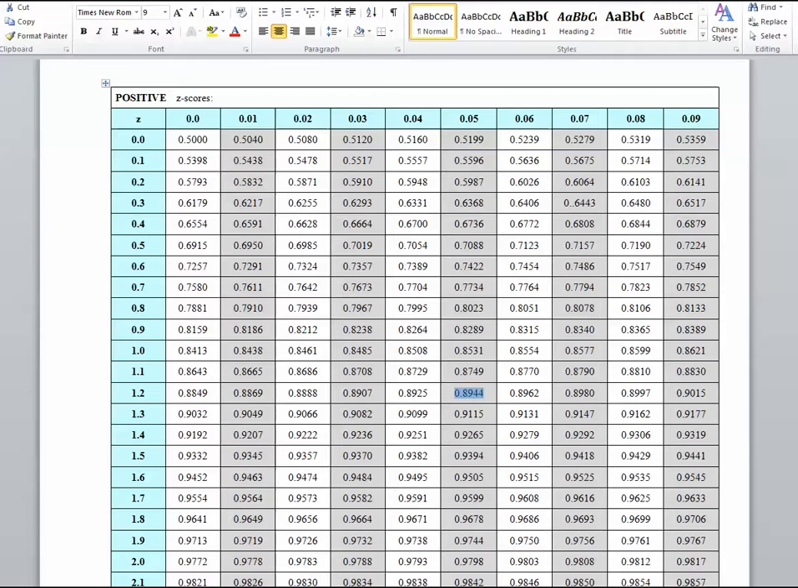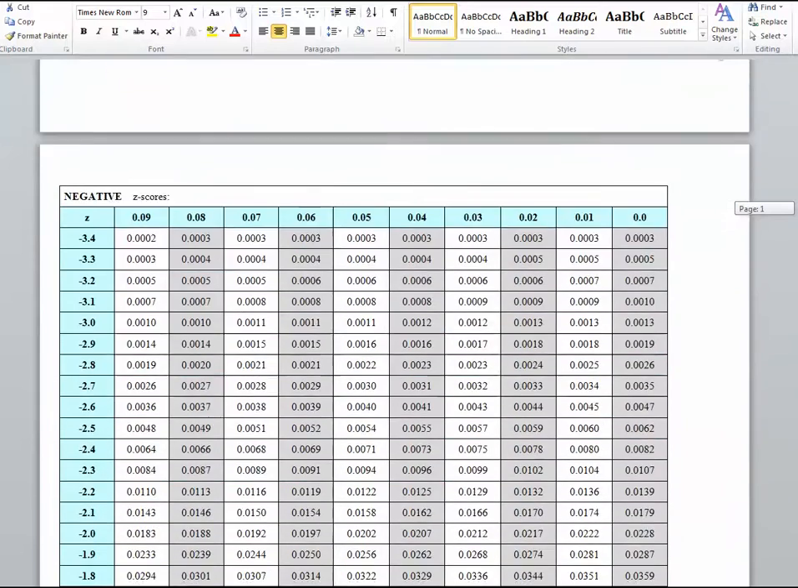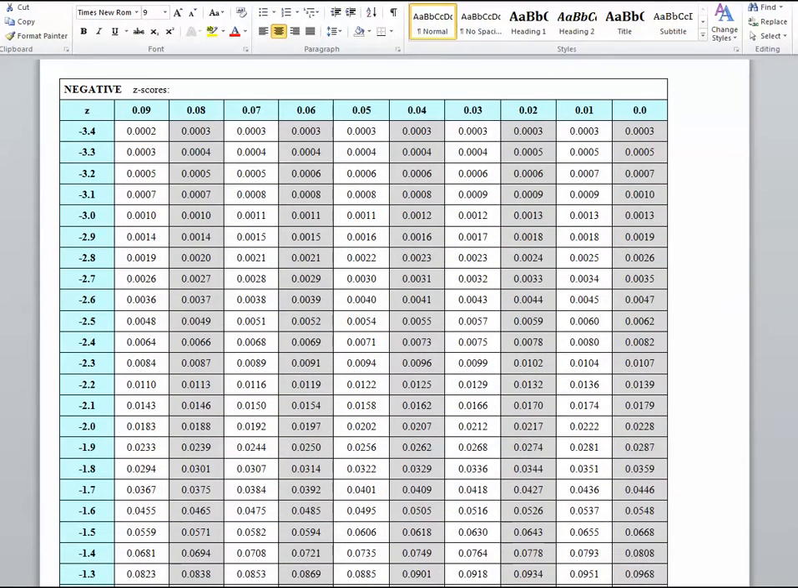So let's go back to our chart. Obviously, we're talking about a negative z-score, so I'll flip over to the negative side. Negative 2.88. This kind of goes backwards. It's going down here. Negative 2.8 is right here. And then watch across the top. It actually starts at 0.09 and goes down. So if I'm looking for negative 2.88, we're talking right here, 0.0020. So that's how you read this chart.